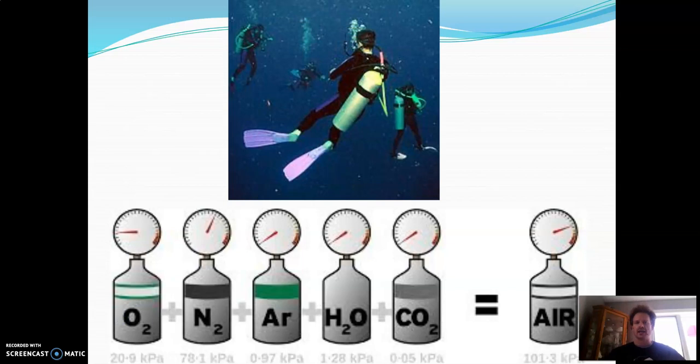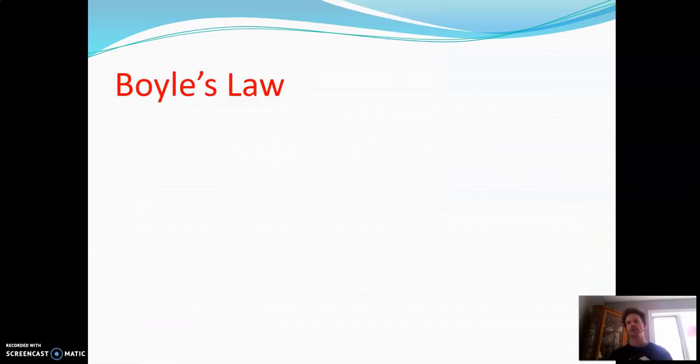Another one, very specifically, is for divers, right? In that tank, it's not just pure oxygen. There's a combination of nitrogen and oxygen depending on the depth to which you are going to be diving. So that combination is going to affect your breathing. Obviously, there are some other particles mixed in, so we'd want to know that, and the total pressure of that would be the air pressure in there. All right, so that's pretty straightforward.